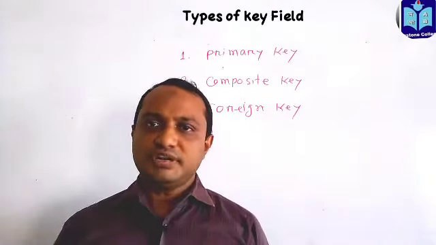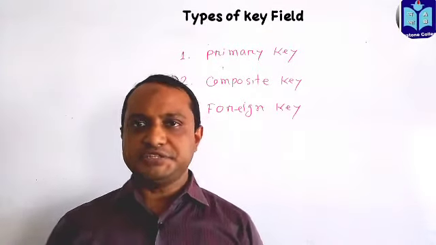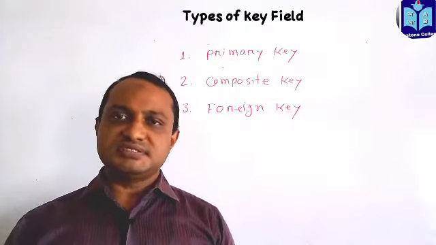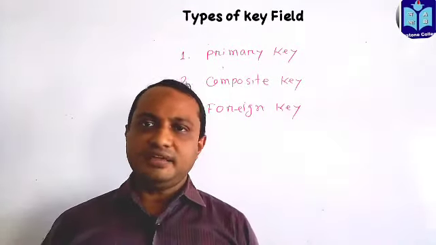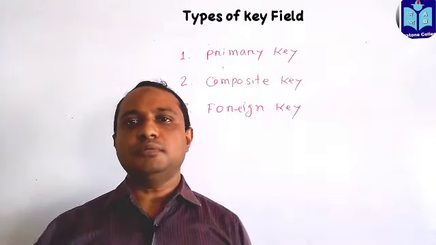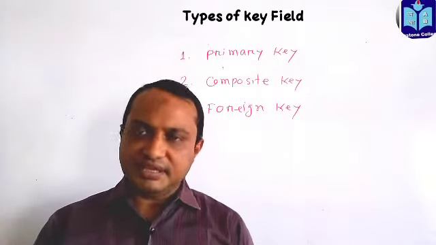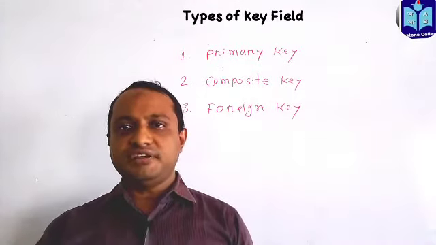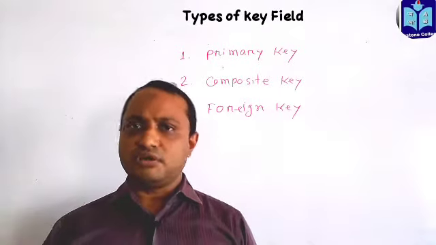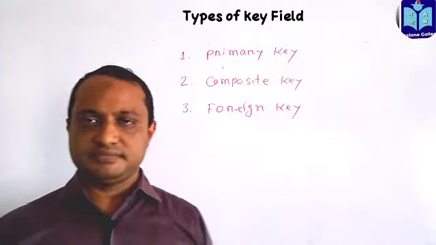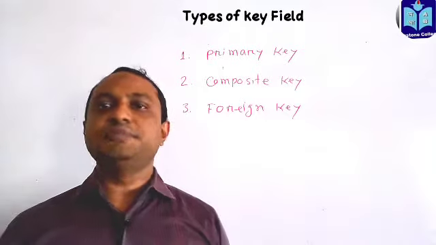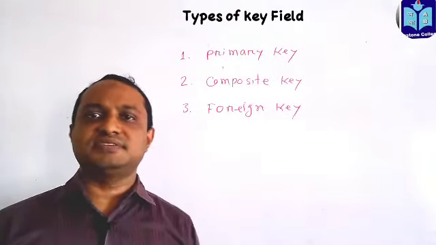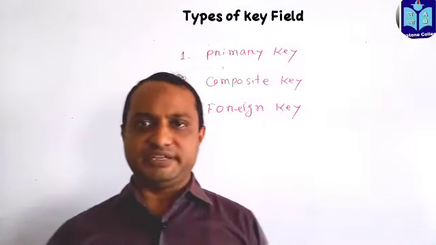At first, what is primary key? You can write in your copy. Primary key is a unique field which is used to identify a specific record from database, and primary key can never be duplicated. This is the main characteristic of primary key.